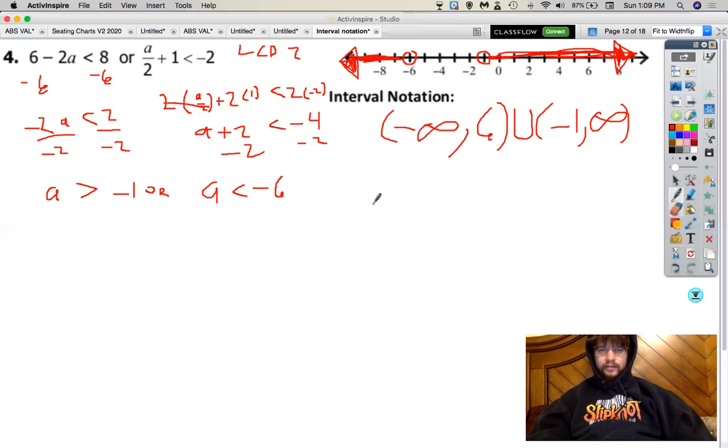So if we look at it, everything from negative 8 up to 6 doesn't include either one. Oops, sorry, negative 6. Dang it. So negative infinity to negative 6 doesn't include either one of those. Union, negative 1 to infinity, doesn't include either one of those. Next.